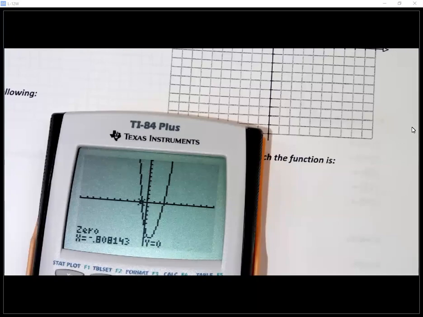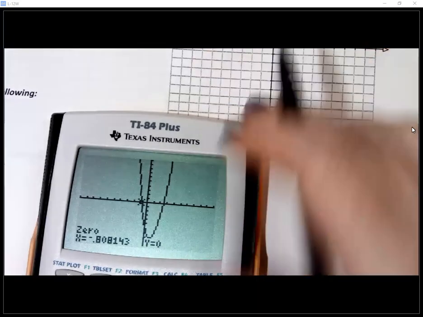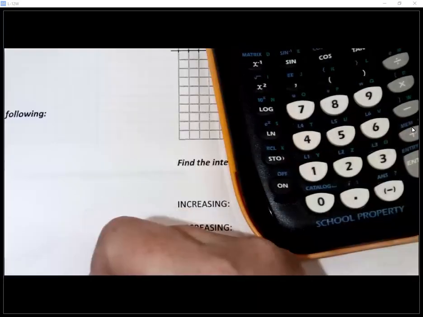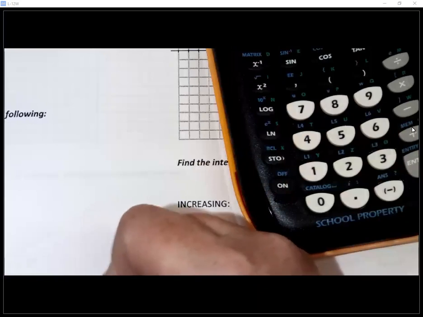Okay, so let's go ahead and jot that one down before we forget. So I have one x-intercept at negative 0.808143.